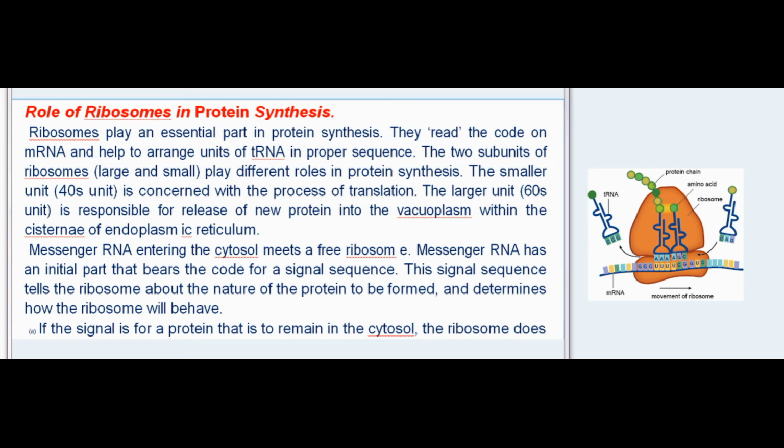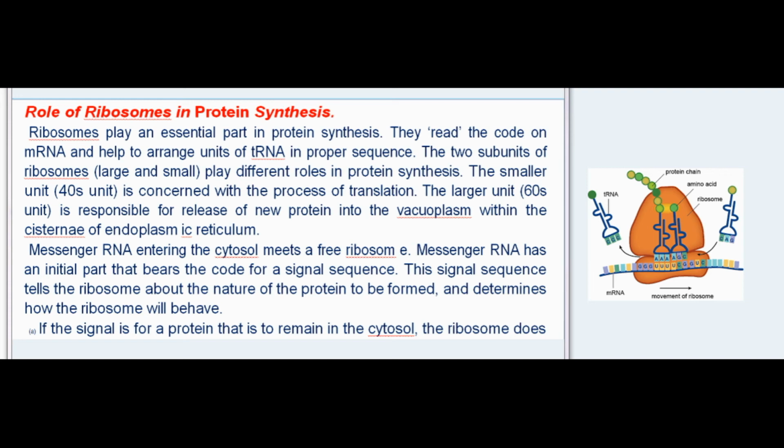The smaller unit, the 40S unit, is concerned with the process of translation. The larger unit, the 60S unit, is responsible for release of new protein into the cytoplasm or within the cisternae of endoplasmic reticulum. Messenger RNA entering the cytosol meets a free ribosome.